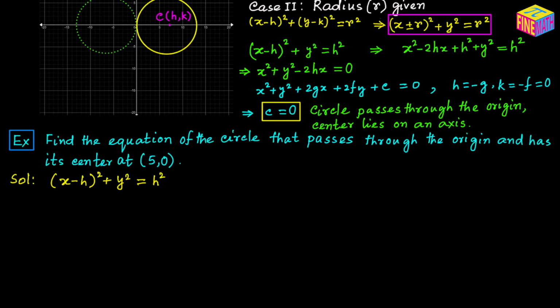(x minus h) whole squared plus y squared is equal to h squared, and here the value of h has been provided as 5. So if we plug in the value of h, then we can write it as (x minus 5) whole squared plus y squared is equal to 5 squared, and that is again (x minus 5) whole squared plus y squared is equal to 25.